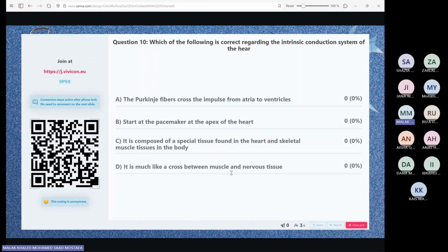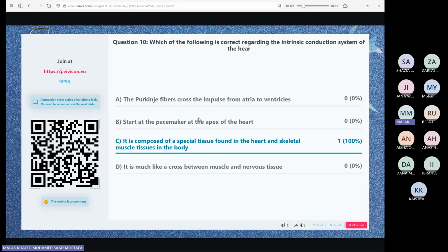Let's go through all the options. Purkinje fibers cross the impulse from atria to ventricles. This is exactly what they don't do. Purkinje fibers are in the ventricles and they carry the impulses so that the ventricles can contract, right? They're not in the atria.